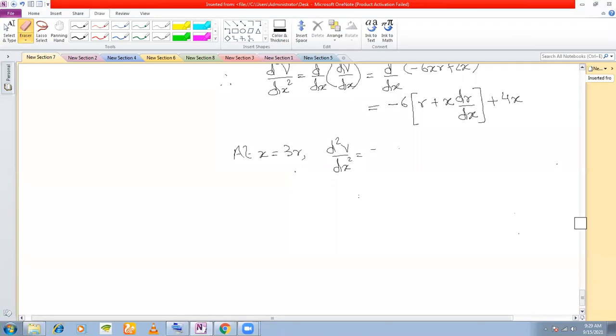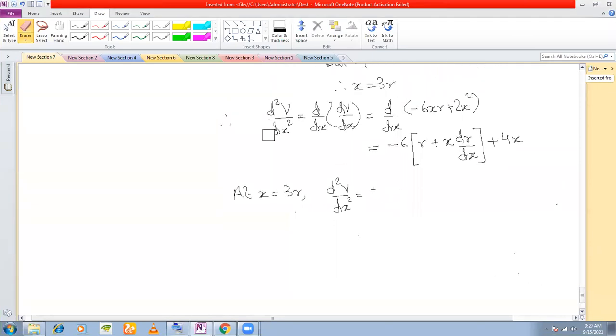Just wait a minute. Now you see that d2v dx2 at x is equal to 3r, you have minus 6 and you have r plus x is equal to 3r. And at x is equal to 3r, what is the value of dr dx? R is equal to x by 3, right? So what is dr dx? It should be 1/3, isn't it? Plus 4 into 3r.